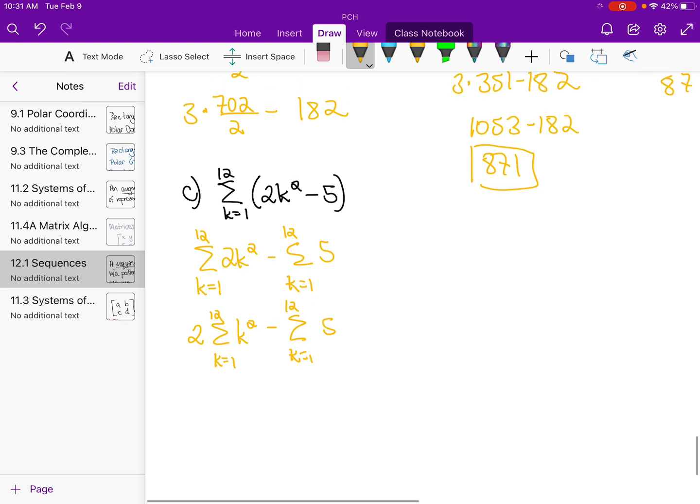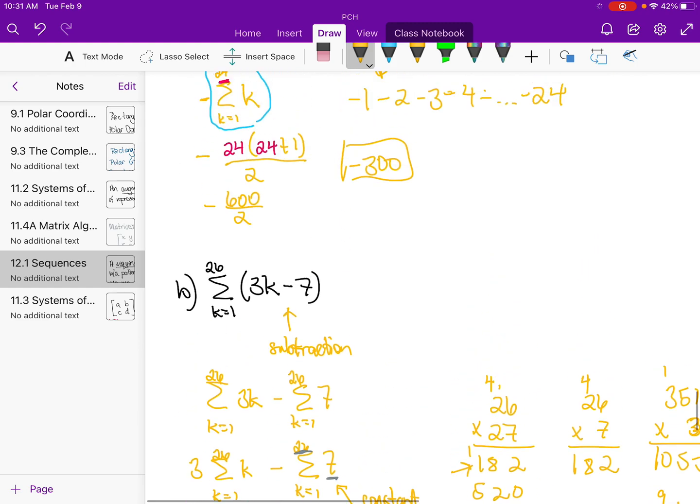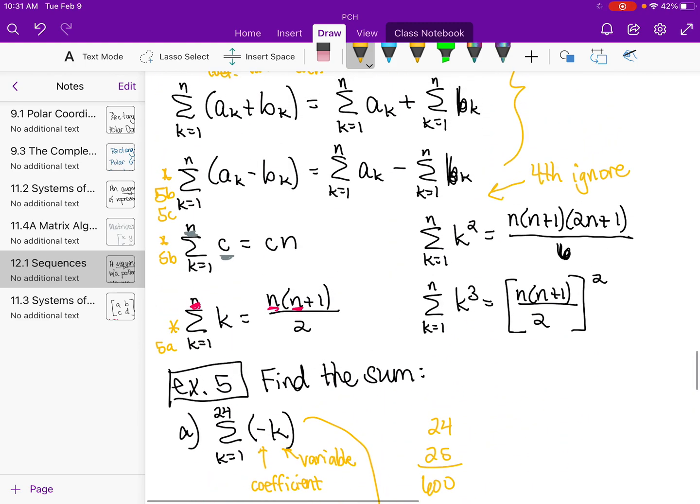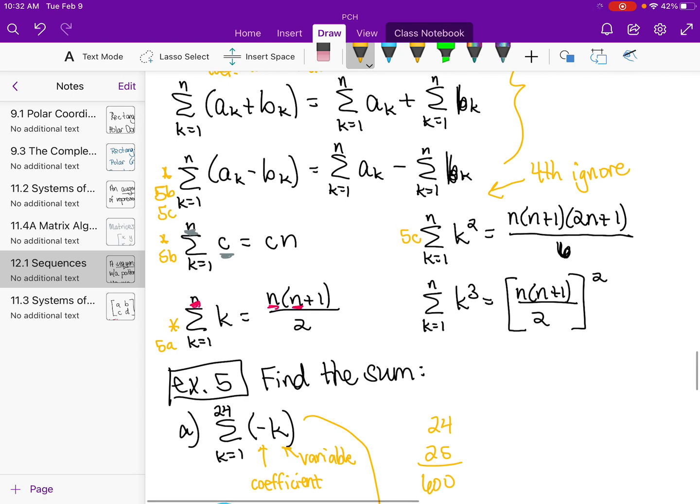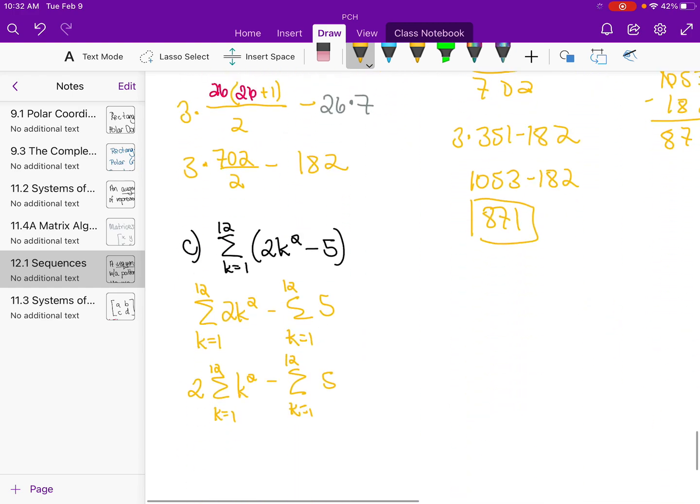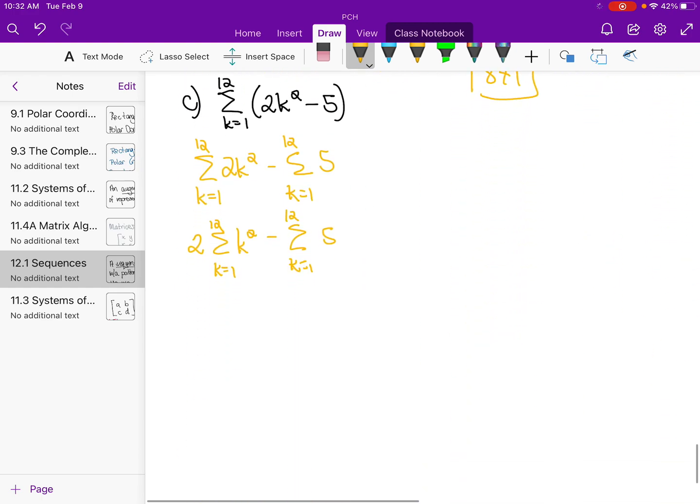So now we have a new formula for k squared. Oops, why did I write it like that? Told you I didn't get much sleep last night. That one's for 5c. So flip back to that in your notes because I'm going to scroll past it. N times n plus 1 times 2n plus 1 over 6.